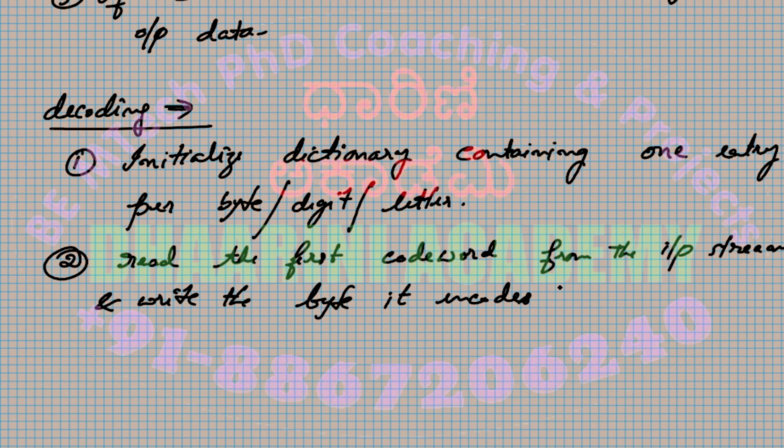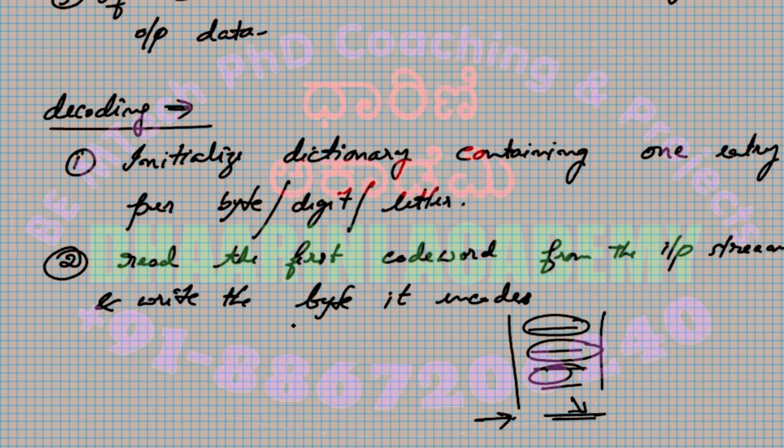I'll explain the meaning of this when we solve the problem. After initializing the dictionary, I get a new entry, and this new entry will refer to something which already exists. So you write what it is decoding. Write the byte that it encodes, means you are trying to decode whatever has been encoded.